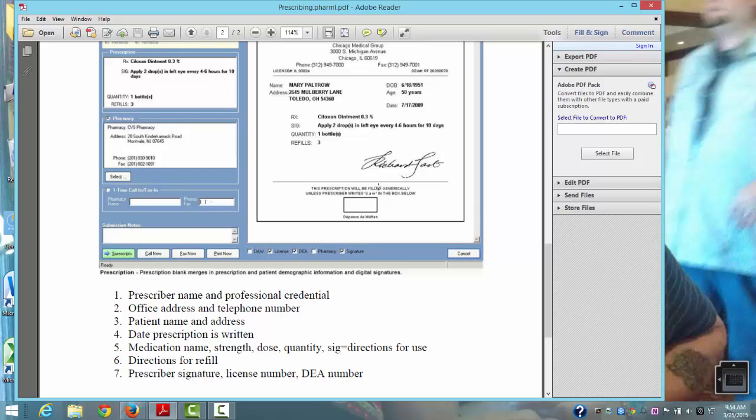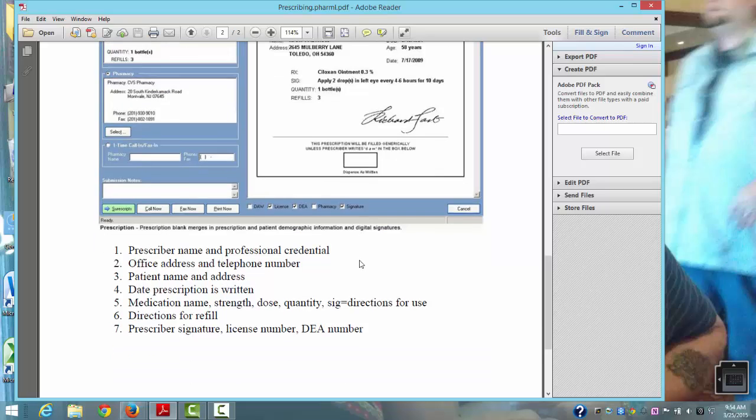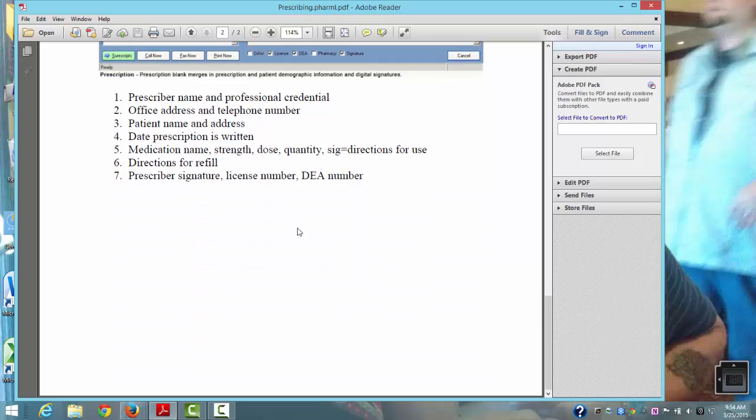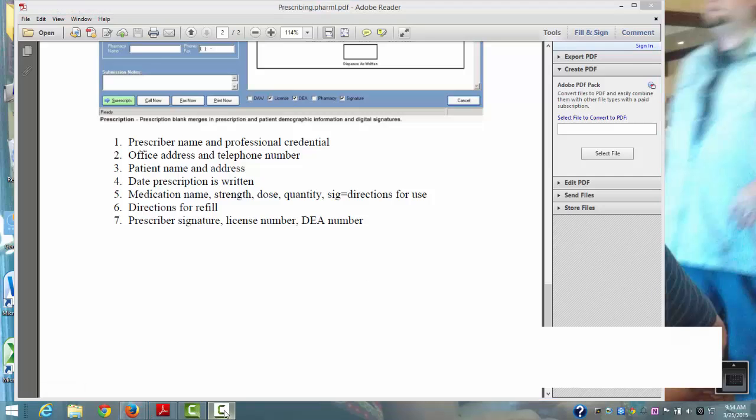And then prescriber signature and your license number, DEA number. I mentioned that already. So I would try to come up with some prescriptions and see what you can do on practicing that.